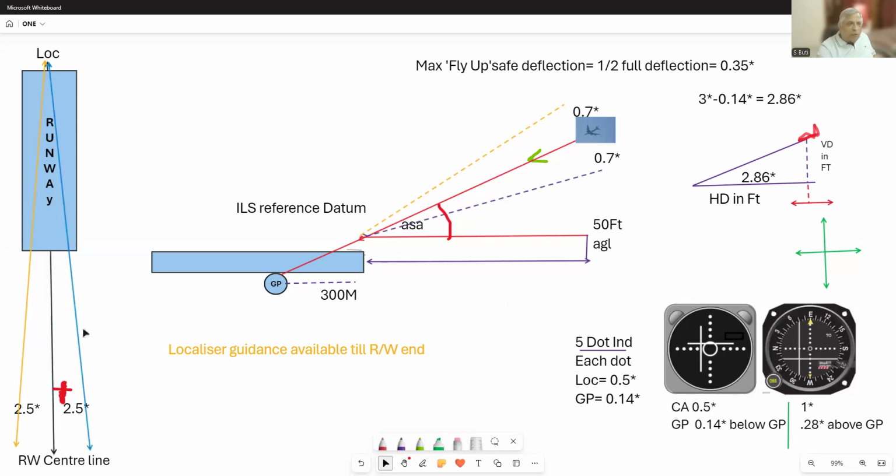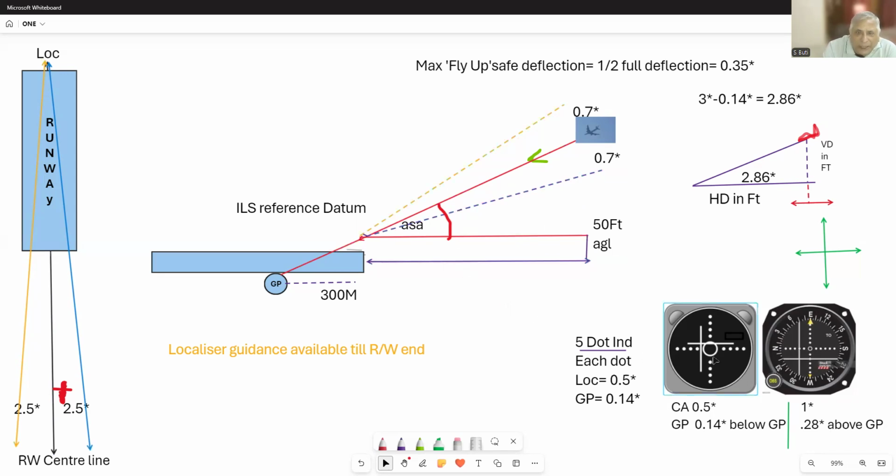Here, the aircraft goes left and right and they'll ask you how many feet. Here, the aircraft goes up and down. They will ask you how many feet you are from the ground, and if you are crossing an obstruction from here, how many feet you are above that obstruction. So I have to solve first this triangle, and let's take a standard approach slope angle of 3 degrees.